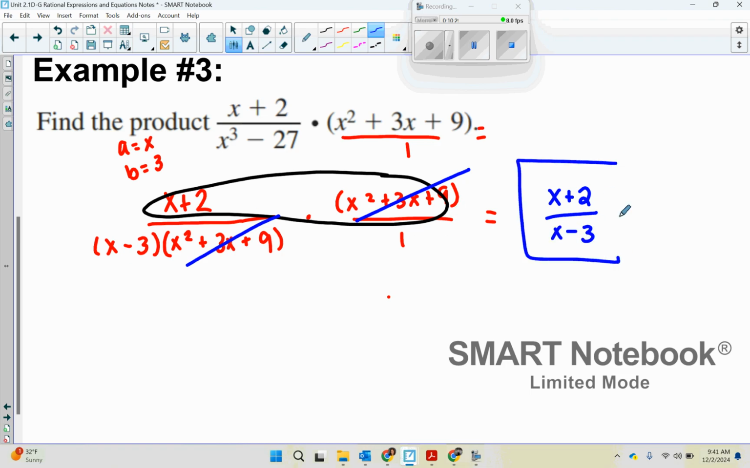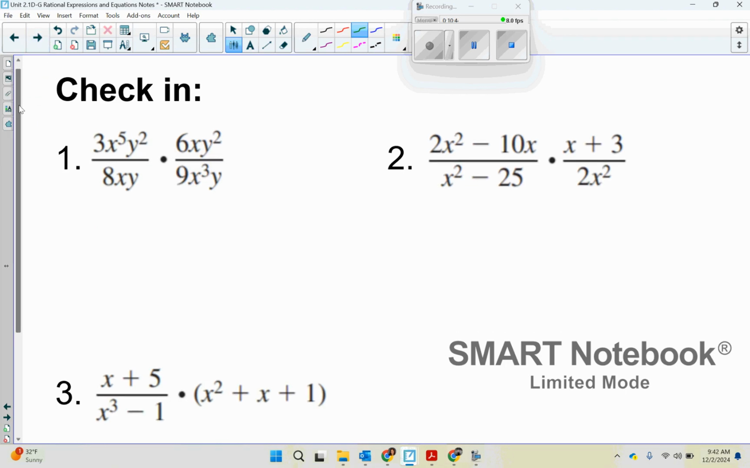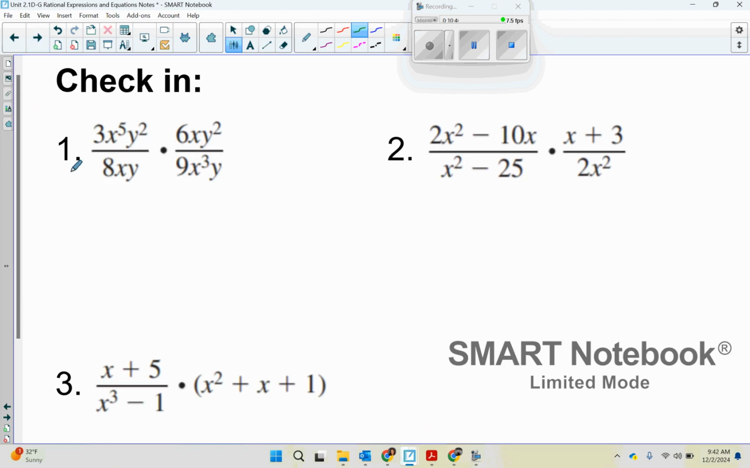And as much as you want to, do not cancel the x's. They're connected by plus or minus. They are different terms, so you cannot cancel. That is what it simplifies to. Okay? So make sure, long story short, you are factoring completely and checking.